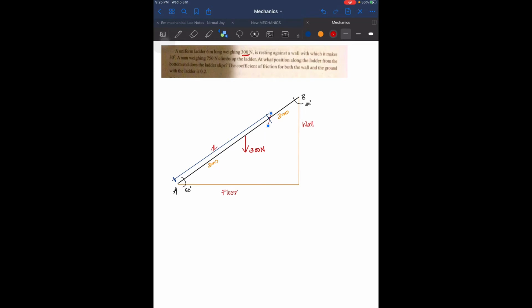Now, let us mark the weight of the man also. Yes, 750 Newton. In this arrangement, or in this setup, our ladder is in equilibrium. Now, let us draw the free body diagram of the ladder and let us find out the value of x.